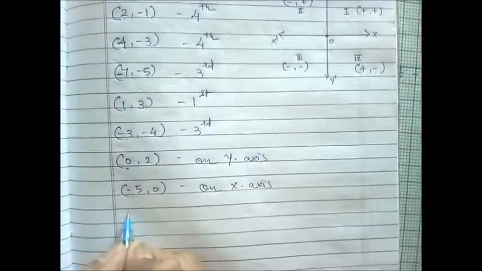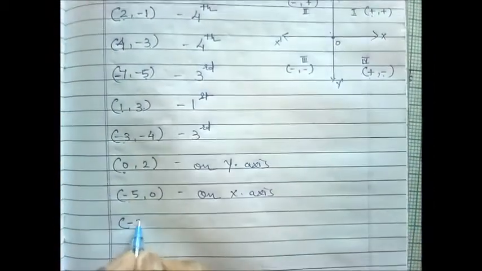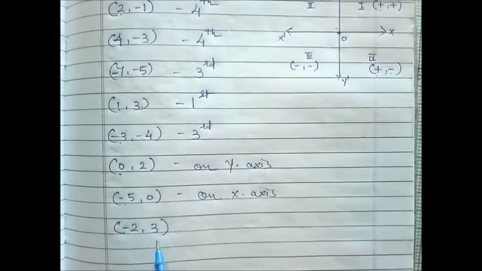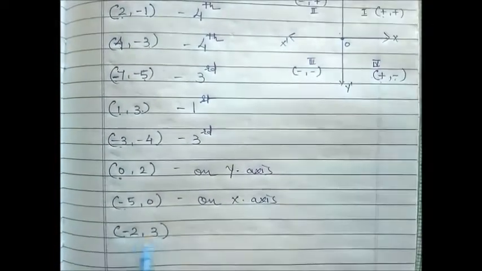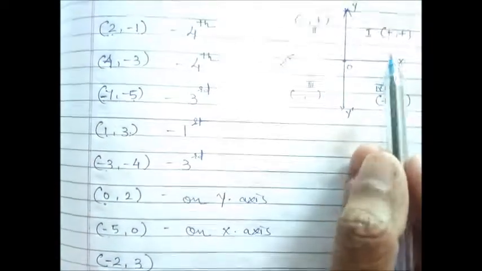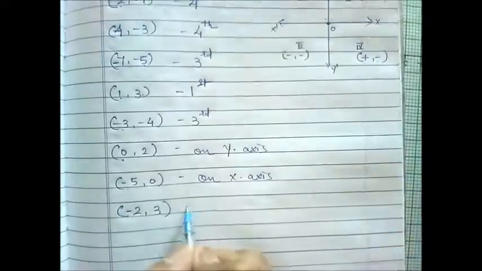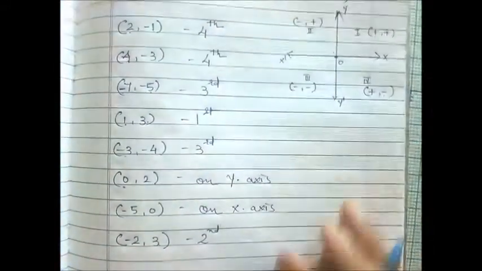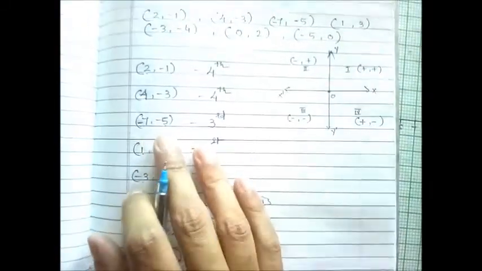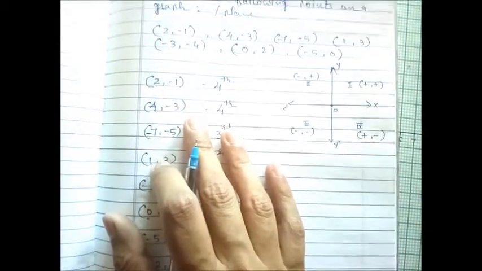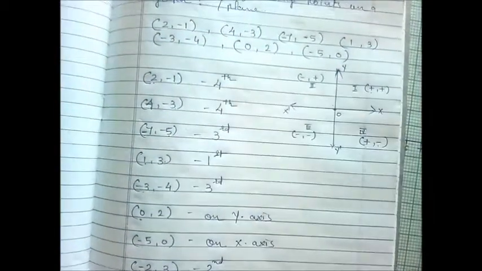Let's take one more example, (-2, 3), right? Now x is minus, y is plus. So here x minus and y plus here. So this will be in the second quadrant, right? So this way you can identify in which quadrant the following points are falling, right? Now we will represent these points on graph paper, right?